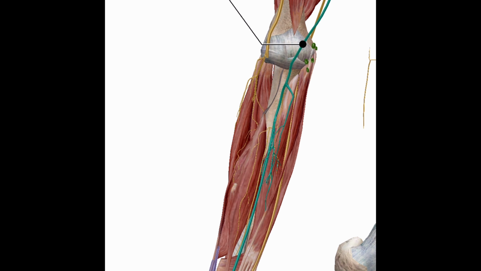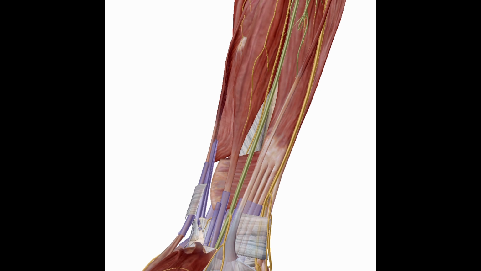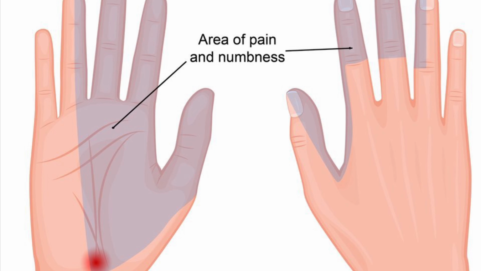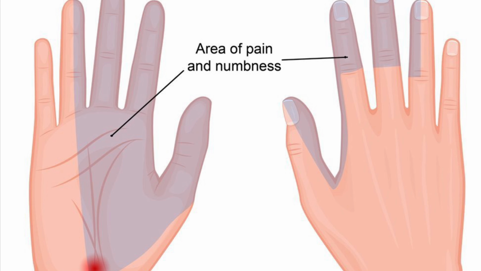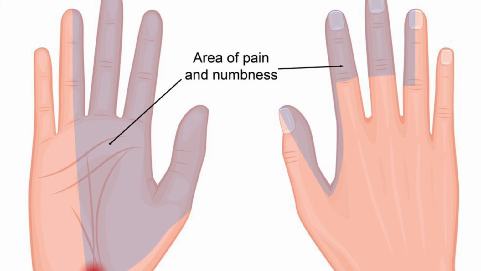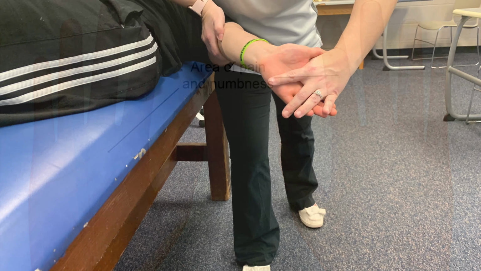The median nerve arises from the lateral and medial cords of the brachial plexus. It descends down the arm anteriorly to the elbow and forearm, then passing through the carpal tunnel of the wrist. This nerve provides cutaneous innervation to the hand and fingers via the palmar cutaneous branch and the palmar digital cutaneous branch. These branches give sensation to the palmar side of the first 3.5 digits.